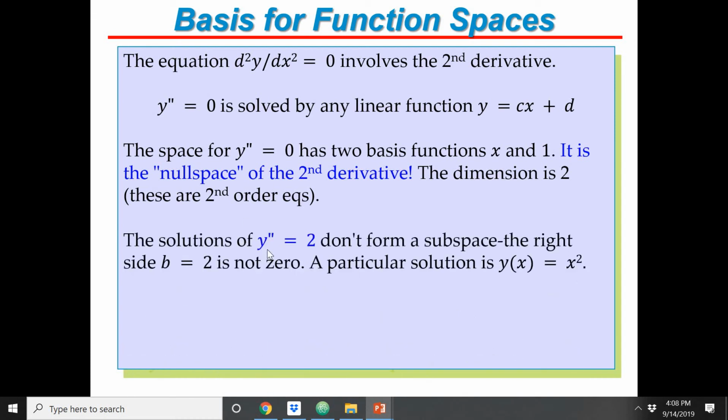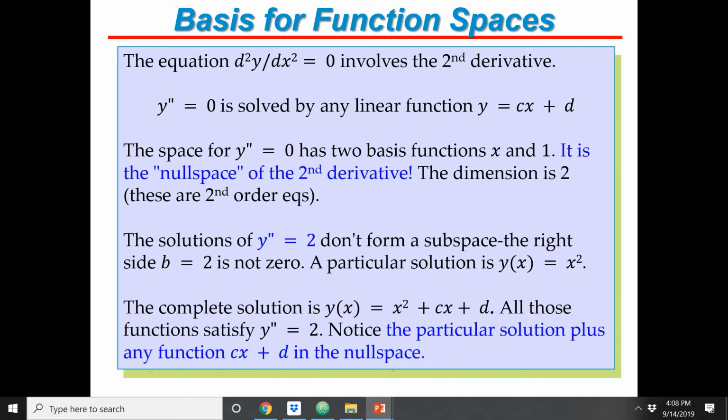And if you look now at the non-homogeneous equation, y double prime equal to 2, this has a particular solution, the same way we have seen particular solutions in linear algebra. For example, if you try x squared and you take second derivatives, you get y double prime equal to 2. So the general solution is the particular solution x squared plus the solution to the null space problem. Exactly what you have learned in linear algebra. The difference is the calculations are based in calculus and differential equations rather than linear algebra.